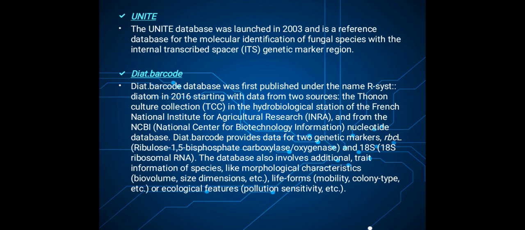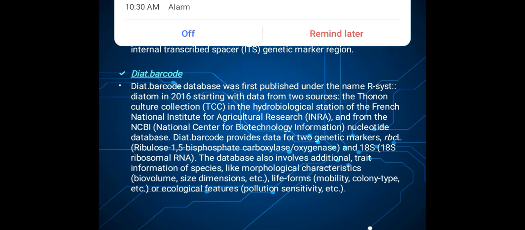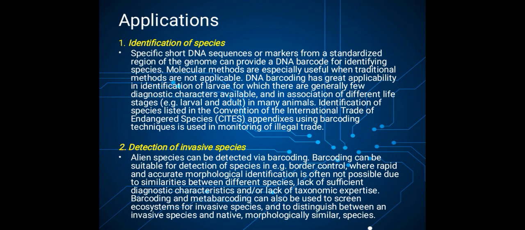Then Diat.barcode provides data for two genetic markers, rbcL, ribulose-1,5-bisphosphate carboxylase oxygenase, and 18S ribosomal rRNA, and the database also involves additional trait information of species like morphological characteristics, biovolume, size, dimensions, etc., life forms, mobility, colony type, etc., or ecological features, pollution sensitivity, etc. Then application: identification of species.